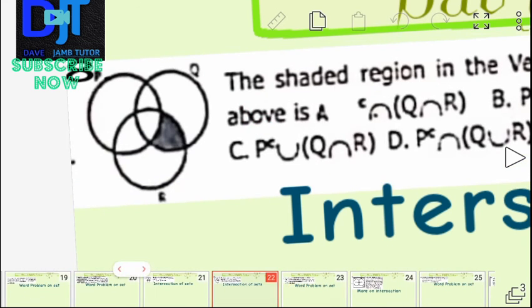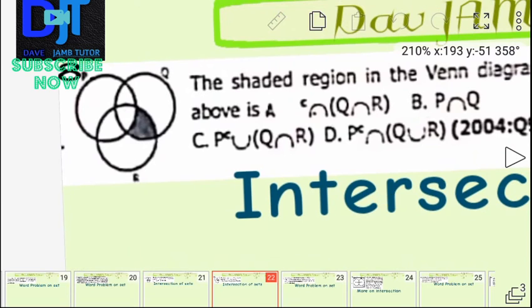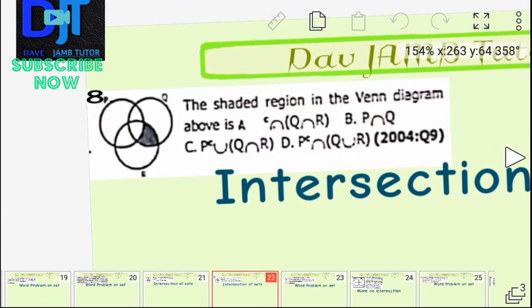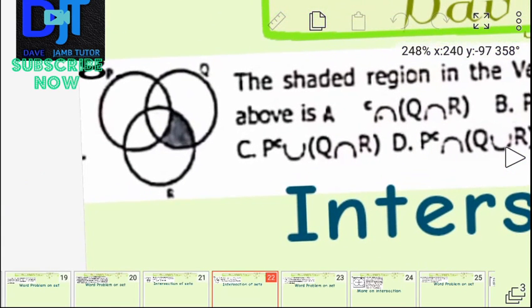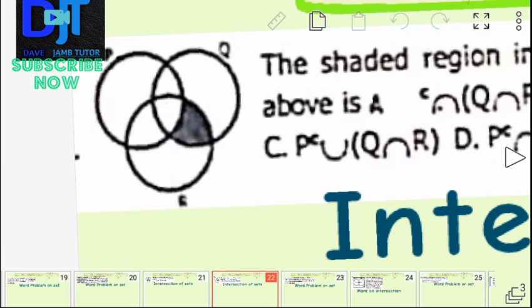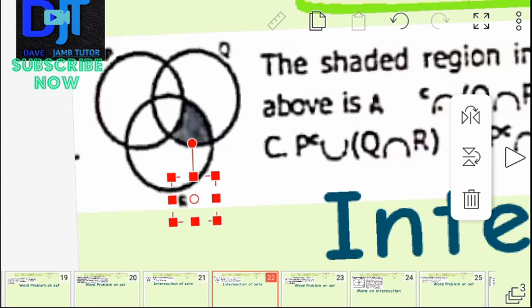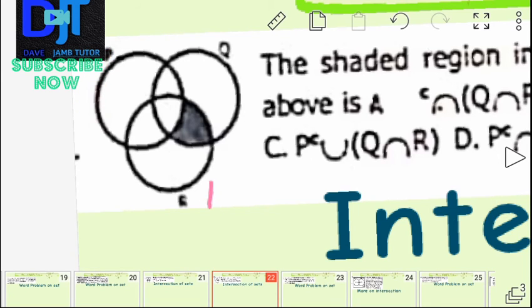So now we move into the second question. The second question says the shaded region in the Venn diagram above is. Remember that I had said before that there was a mistake in the question. This is actually P and this is Q. Let me just write that. So this is P and this is Q, and this is R, not Q. So let's just take it as that.